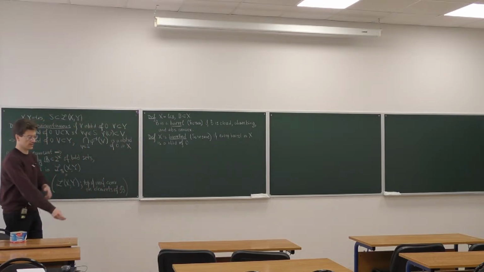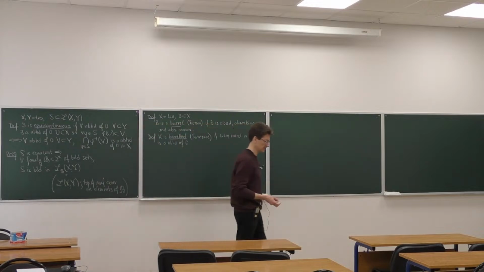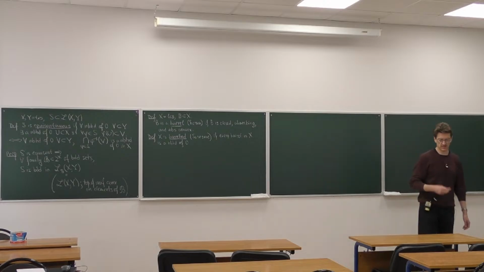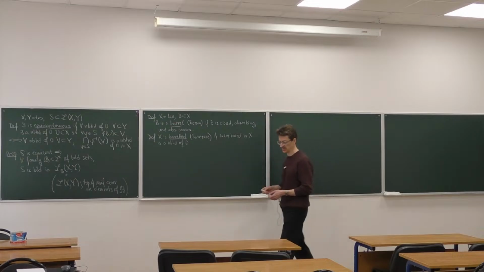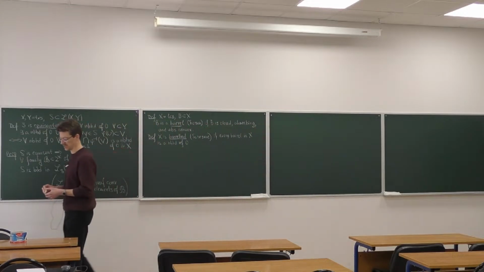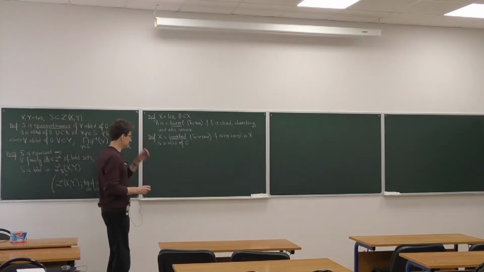Let's recall that when we say a neighborhood of a point, we adopt the convention that a neighborhood is not necessarily open. A neighborhood of a point is a set for which this point is an interior point. So there is a smaller open set which contains this point.